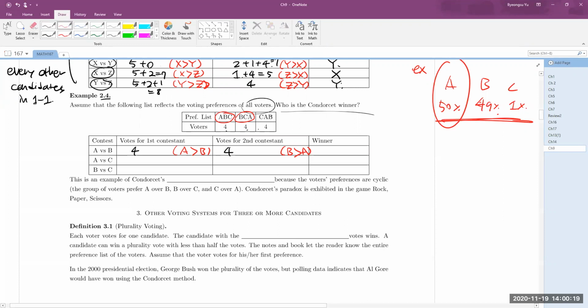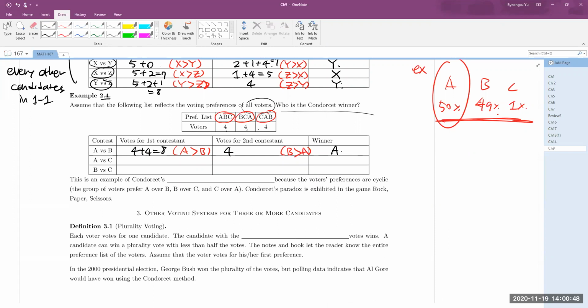And in the third one, CAB, definitely those people in CAB think that A is better than B. So you need to add 4 for A over B. So if you add, then there are 8 people who think that A is better than B, but 4 people who think that B is better than A. So the winner is A, right? Okay.